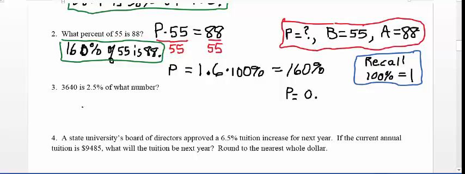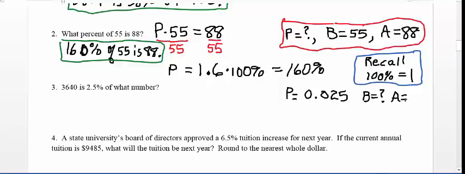So I know the percentage, which is 2.5%. As a decimal, that's 0.025. I move the decimal 2 places to the left. In this case, my base is unknown. What follows the word "of" is unknown.